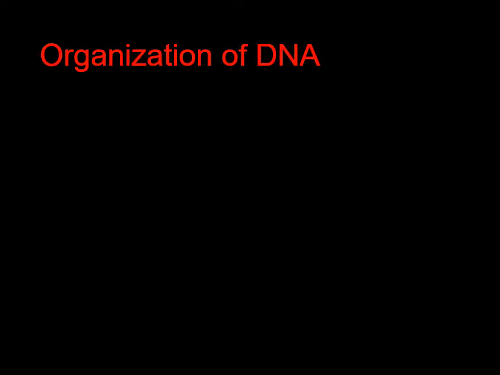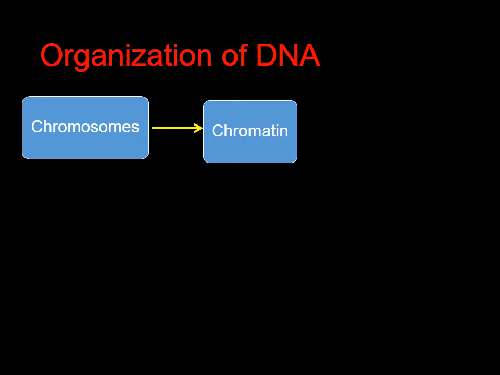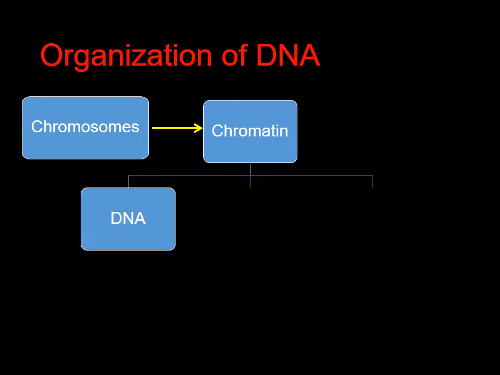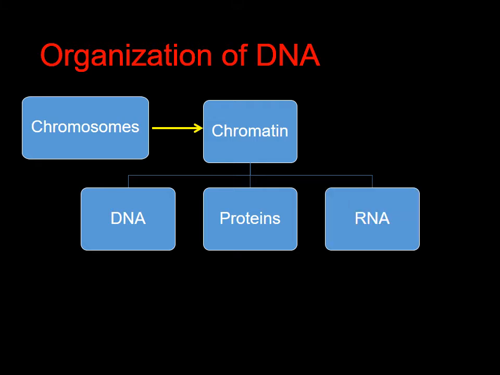So before we move on to the organization of DNA, we should understand what these chromosomes are. These chromosomes are actually made up of threads of chromatin, and these threads of chromatin are composed mainly of DNA, because that is what is getting organized, along with proteins which will help it to get organized, and a small amount of RNA as well.